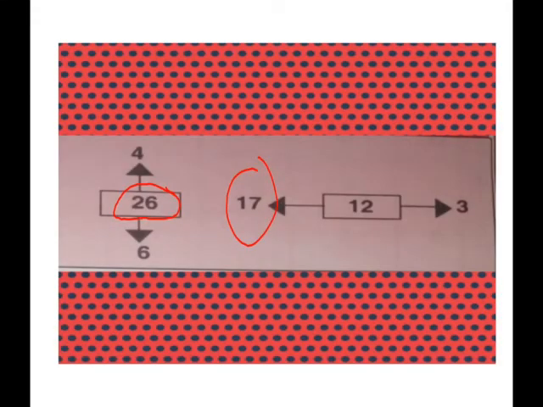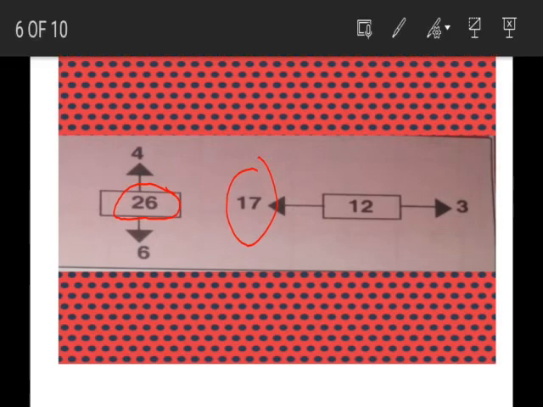Assuming 3 was not given, how can we get 3? Similar. 17 minus 12 gives us 5. Then 5 minus 2, an imaginary number, will give us 3.